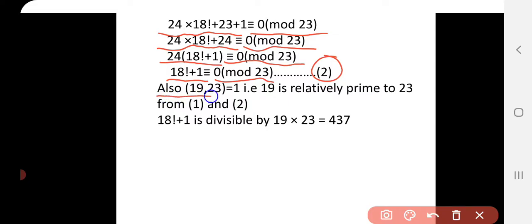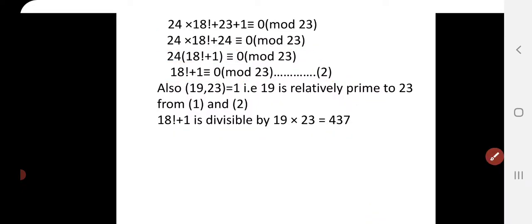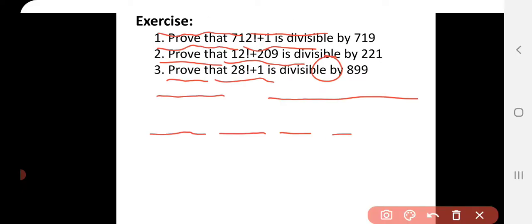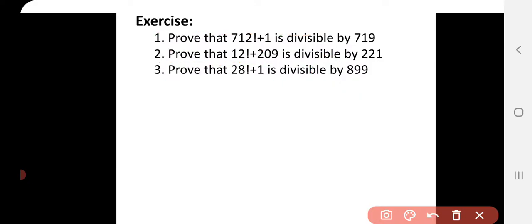Also gcd(19, 23) equals 1, that is, 19 is relatively prime to 23. From equations 1 and 2, 18 factorial plus 1 is divisible by 19 times 23, that is equal to 437. So I have given some examples to solve on your own.